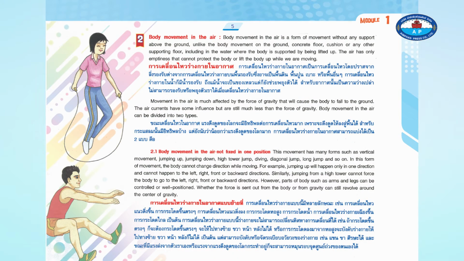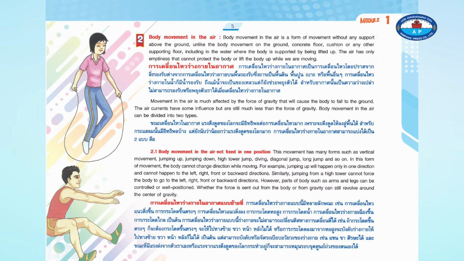Page 5. 2. Body movement in the air. Body movement in the air is a form of movement without any support above the ground. Unlike the body movement on the ground, concrete floor, cushion, or any other supporting floor, including in the water, where the body is supported by being lifted up. The air has only emptiness that cannot protect the body or lift the body up while we are moving. Movement in the air is much affected by the force of gravity that will cause the body to fall to the ground. The air currents have some influence, but are still much less than the force of gravity.